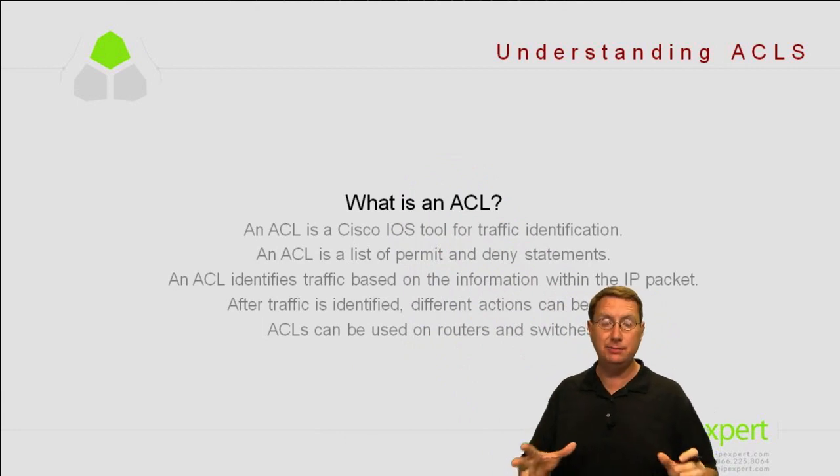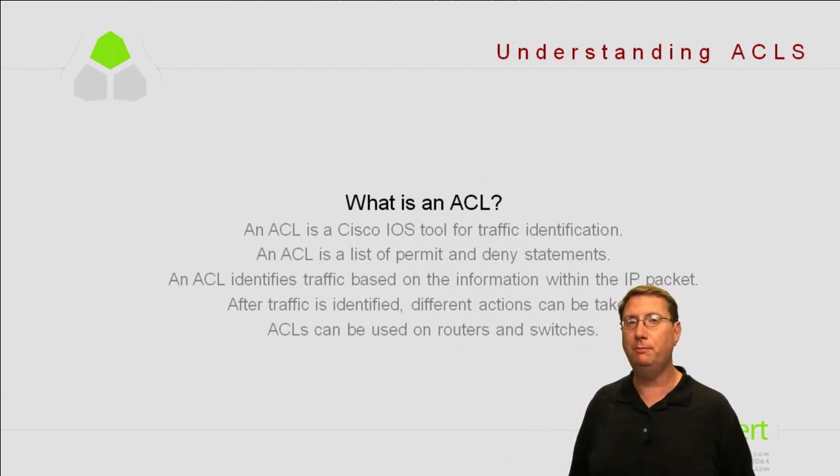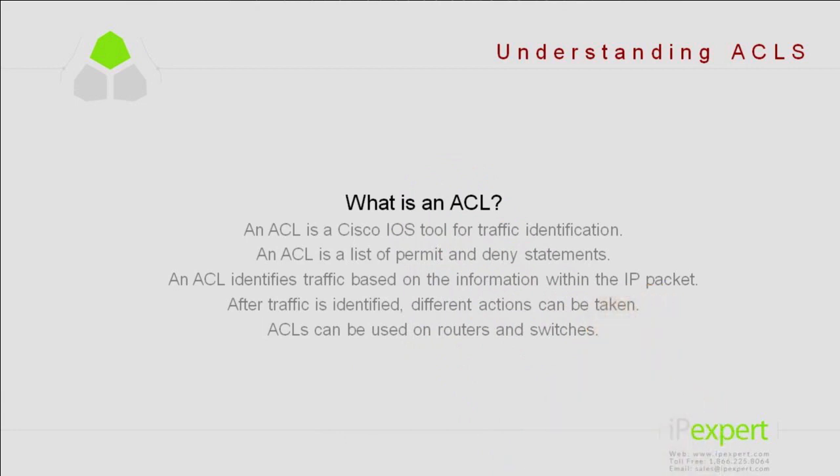An access list is merely a filter that we're going to be able to apply to an interface based on direction. So when we look at the working definition here, an access list is a tool that we can use to manipulate and identify traffic. An access list consists of a series of permit or deny statements, and in all actuality, it's possibly going to consist of both.